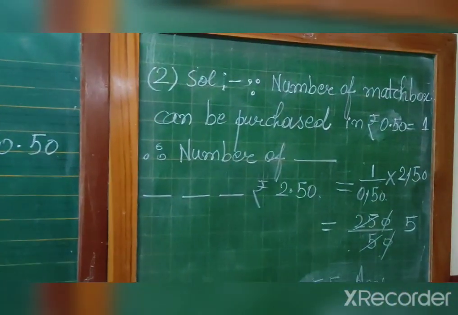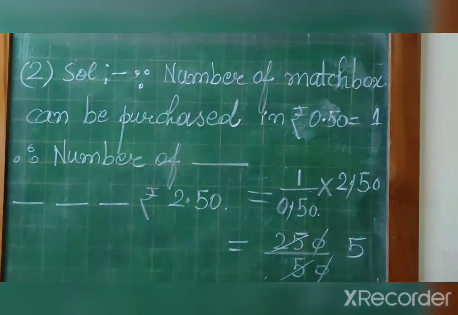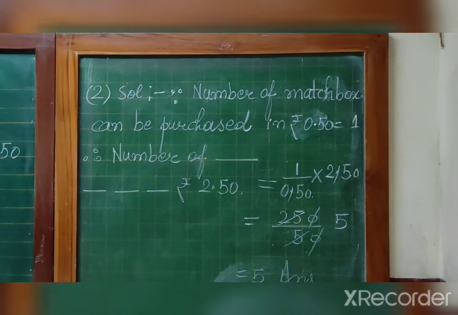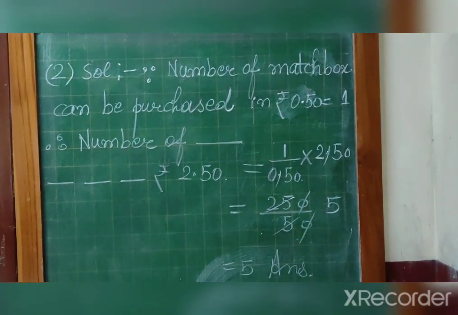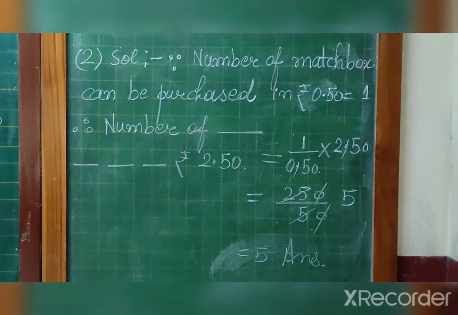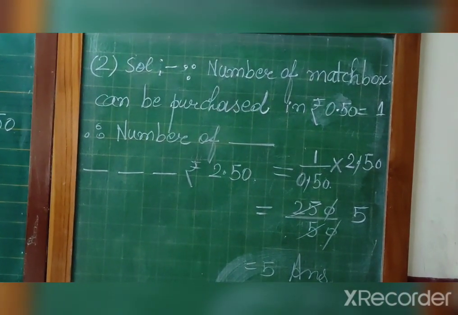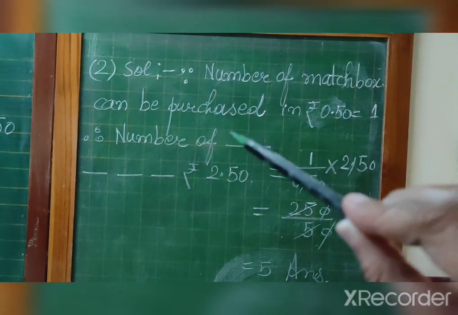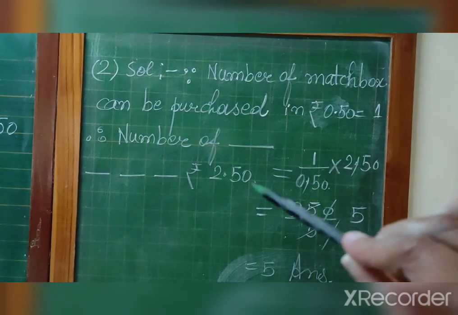Now we have to calculate: in rupees 2.50, that means rupees 2 and 50 paise, how many matchboxes can we purchase? We know that the number of matchboxes that can be purchased in rupees 0.50 is equal to 1. It's given. The price of the matchbox, you can see the price tag is written there. So the same sentence you will repeat: the number of matchboxes that can be purchased in rupees 2.50.